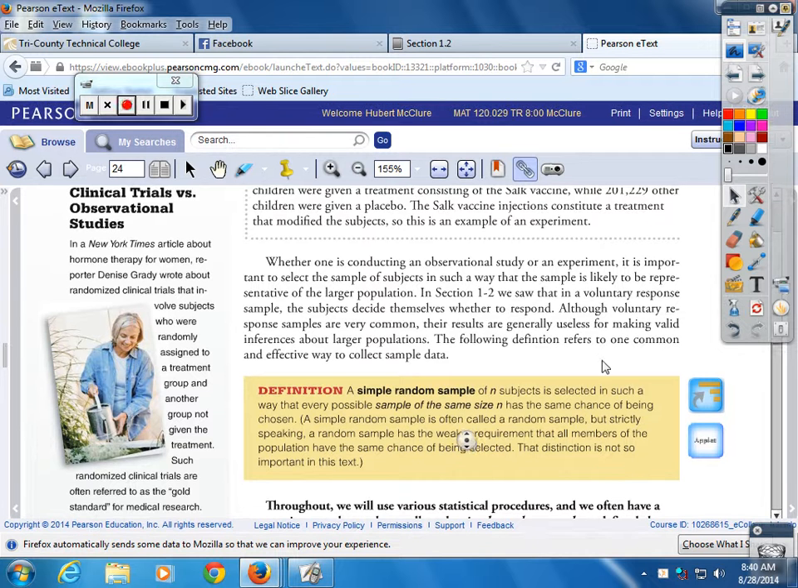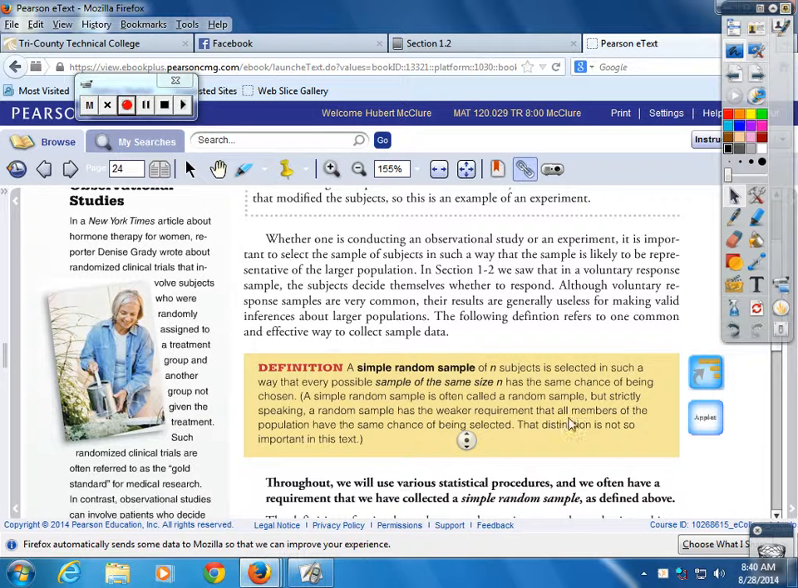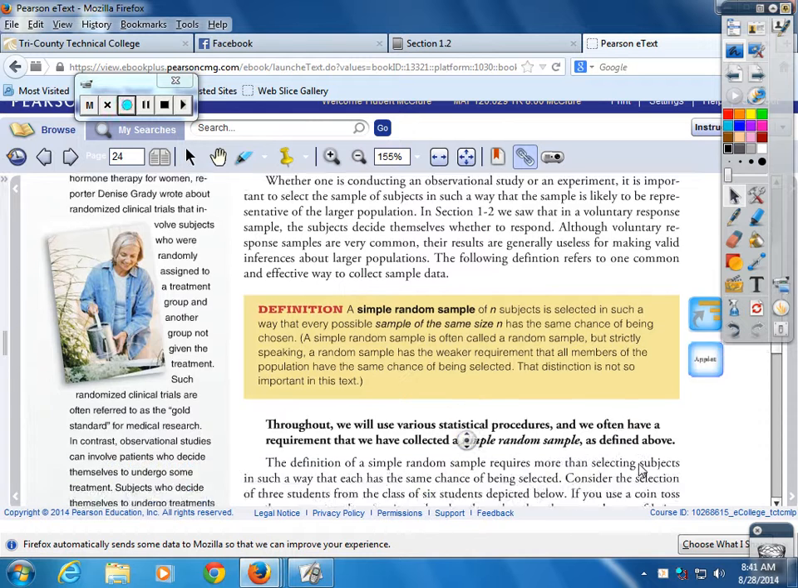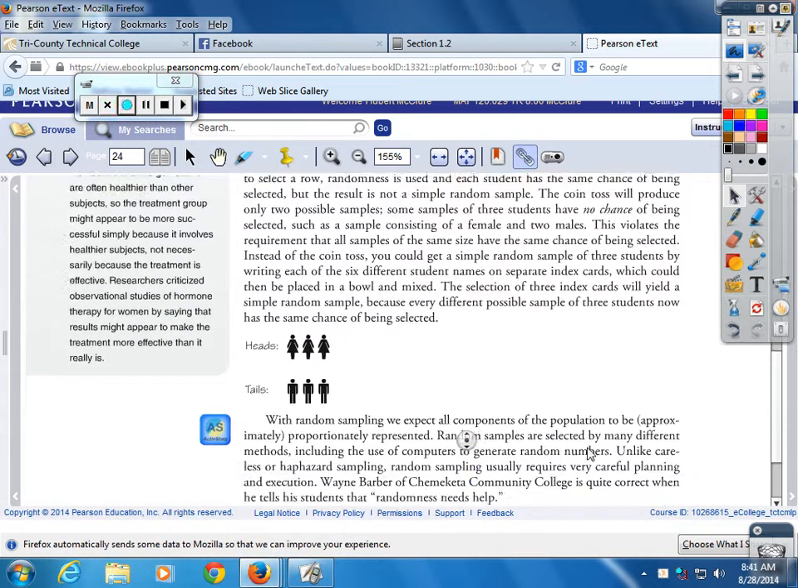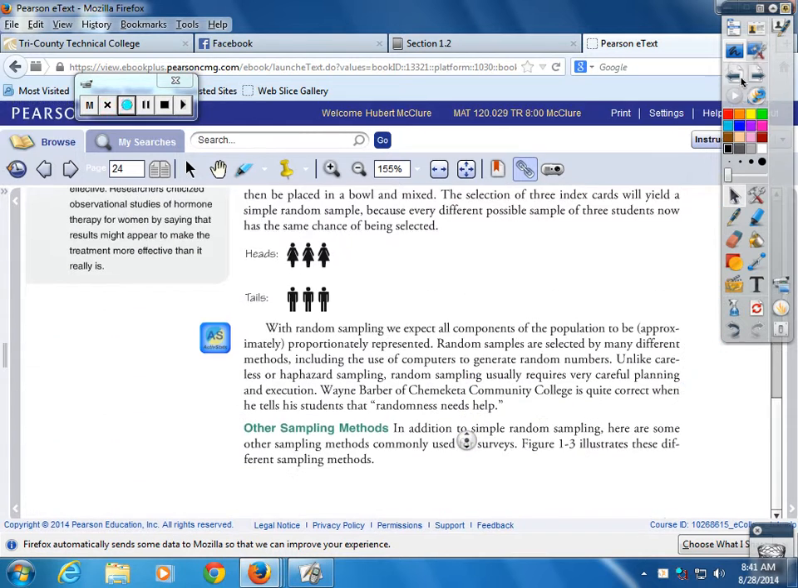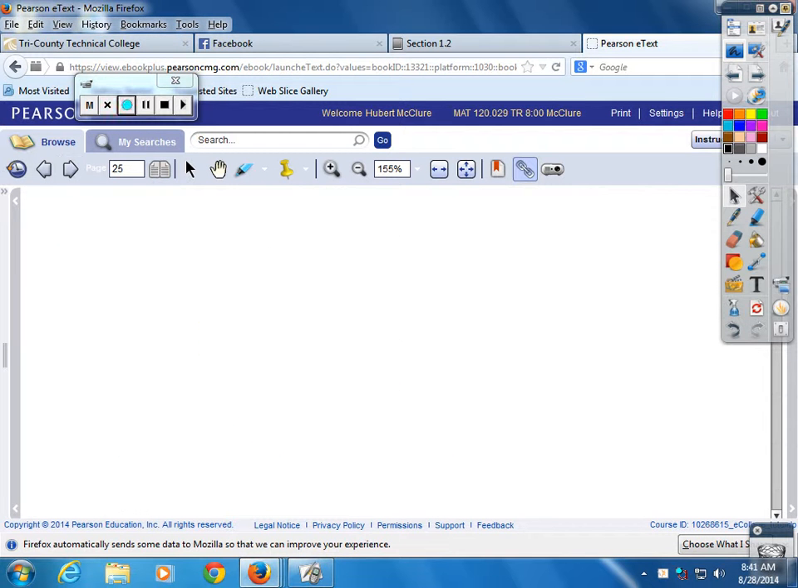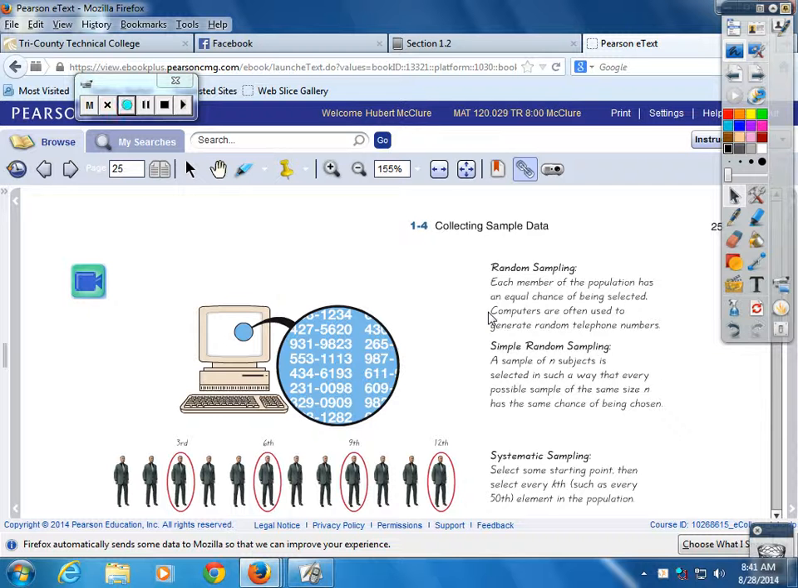Now, you could do the definition. A simple random sample of n subjects is selected in such a way that every possible sample of the same size n has the same chance of being chosen. You can try that if you want to. One of the reasons that people don't understand math is they don't understand the definitions that they give you in the book.